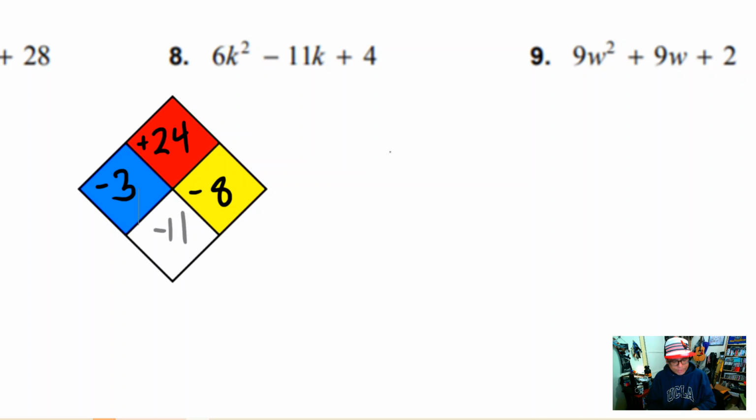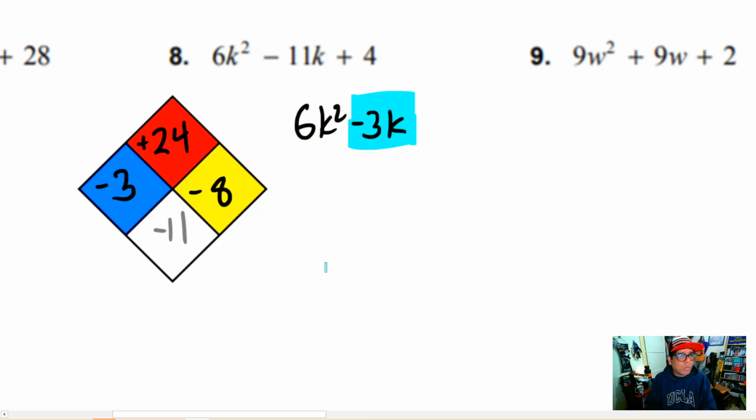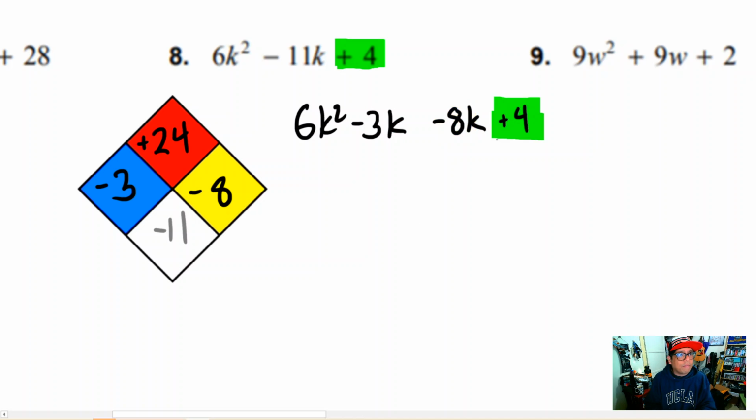So we're going to set this up for the advanced factoring, because remember we have a 6k squared. So the first thing we want to write is 6k squared, which comes from the yellow part. Then we want to write minus 3k, minus 8k, and then finally plus 4.